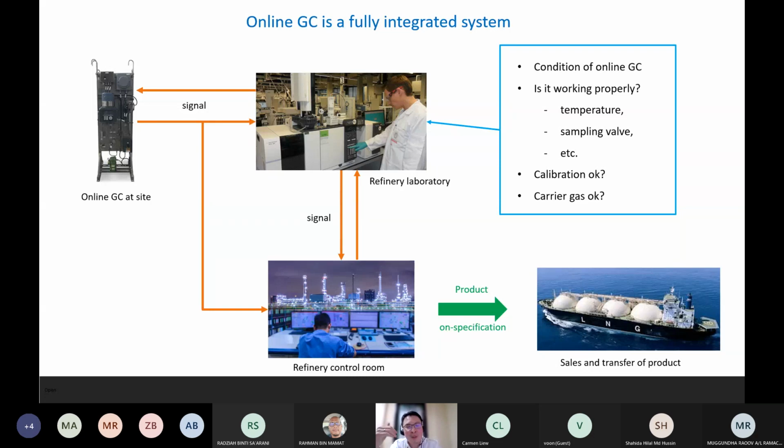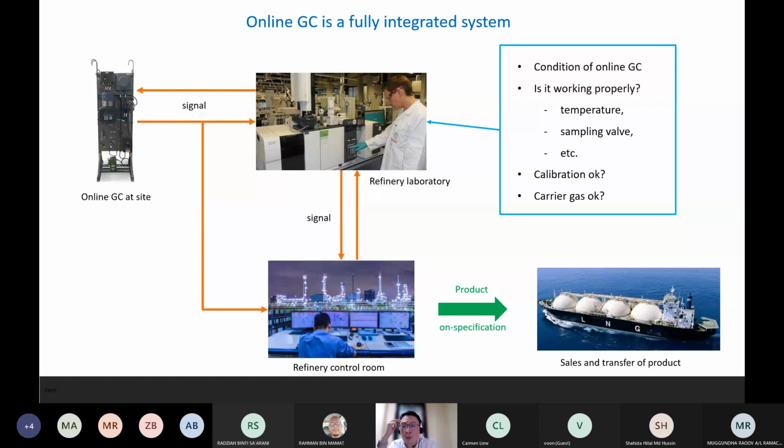Once the chemists make sure that the product quality is on spec, calibration is done, and there is no problem with the carrier gas, everything is done online, then they will have the product signed off. We have what we call a certificate of quality, COQ, that needs to be signed off.